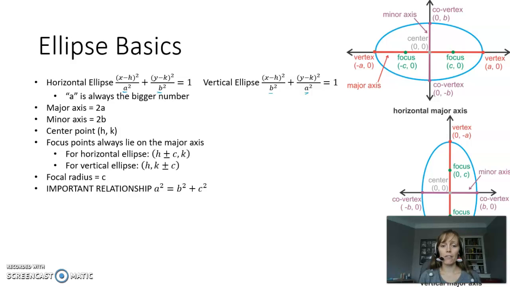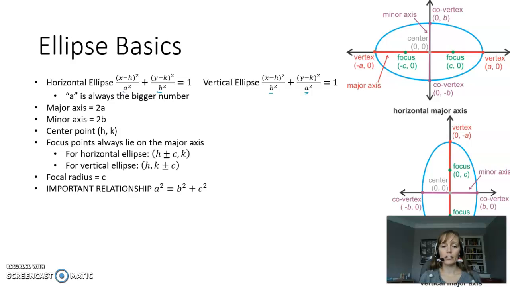Okay, the focus points, we're going to talk a little bit about how to apply those transformations, but those are related to your center point. If it's a horizontal ellipse, then you add that distance C to the x coordinate. You add or subtract it. And if it's a vertical ellipse, you add or subtract that distance C to the y coordinate. Okay, and then we have what's called a focal radius, and that is the length from the center to the focus. That's our C value.